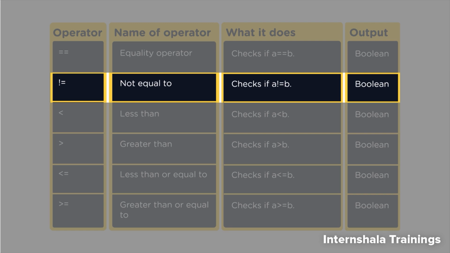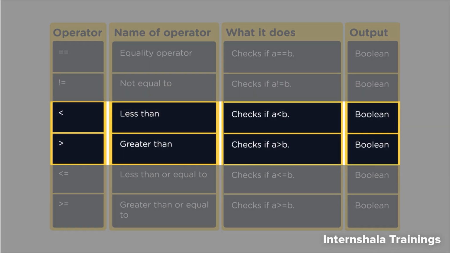Next, we have the not equal to operator. This checks if the value of variable A is not equal to the value of variable B or not. The result will again be either true or false. It will be true if the values are not equal and false if the values are equal. So then, the result of the not equal to operator will always be opposite to the result of the equality operator.